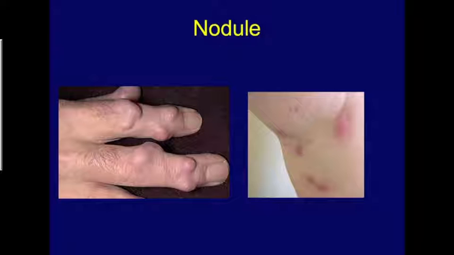And here you have some rheumatoid nodules on the hand on the left-hand side. On the right-hand side, you see these inflamed nodular or papular lesions that you see in patients with hidradenitis suppurativa.